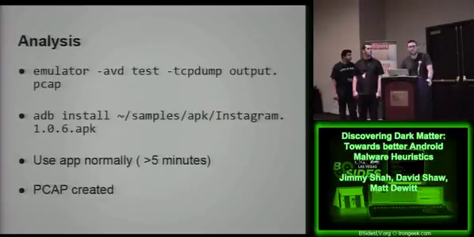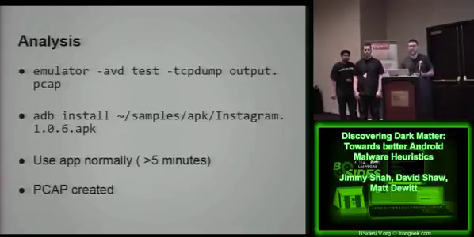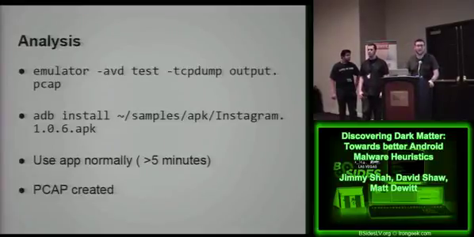And then you want to use the app normally for greater than 5 minutes. The 5-minute threshold is because if someone's writing an intentionally malicious app and it's on the Google Play Store, they're going to wait more than 5 minutes to do anything really bad, because Google Bouncer actually analyzes these apps for 5 minutes to see if anything is going on there. So it's pretty interesting that we know that now and they know that now, so it's diminishing returns on the effectiveness of Google Bouncer at that point. And from there you have the PCAP created.